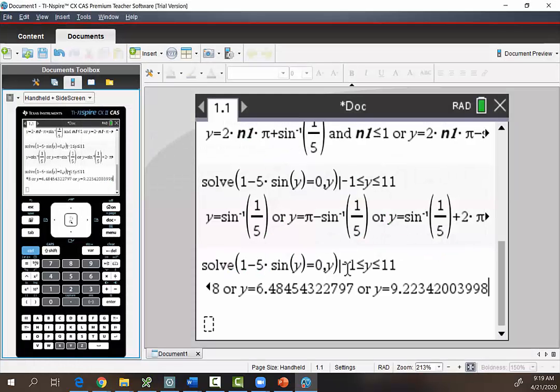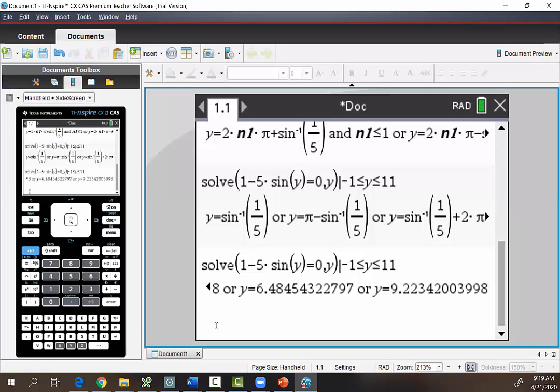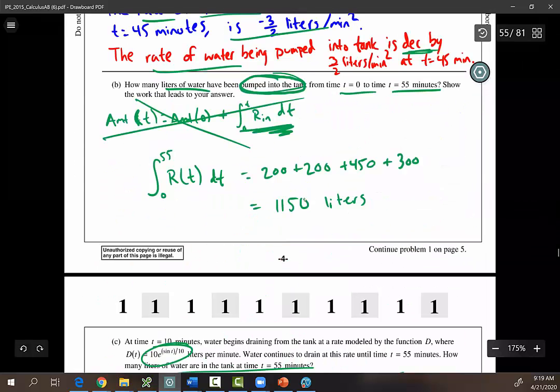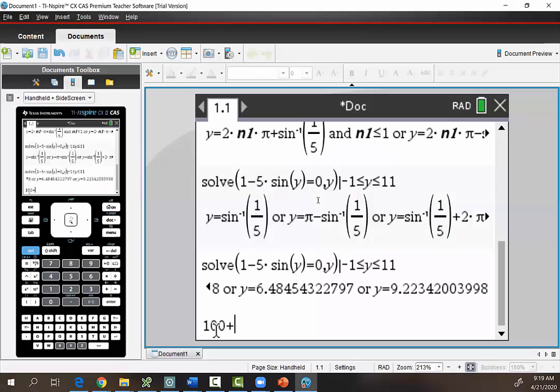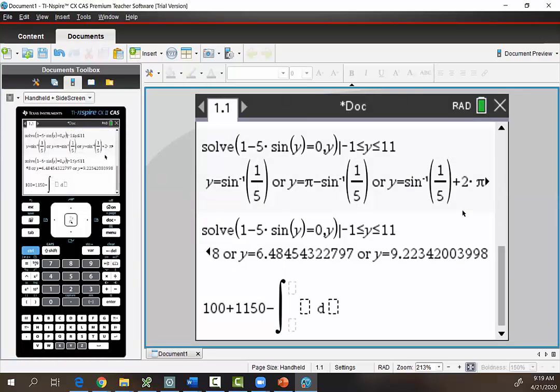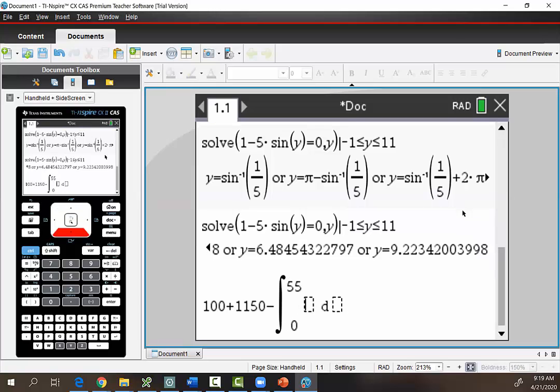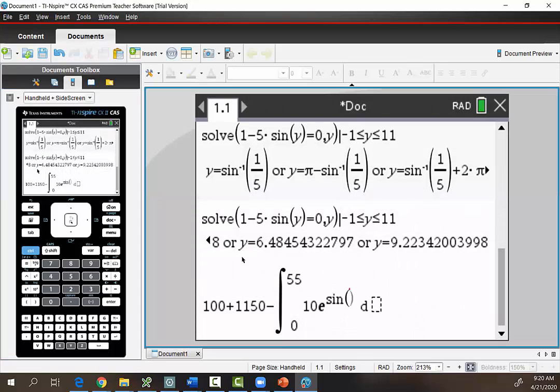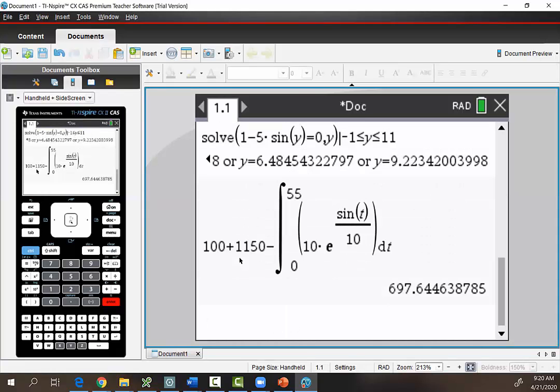But anyways, what we would do is we would do 100 on here. Plus, now we don't have to write that integral here, right? Because for r of t, we don't have an equation, but that's what we just solved for. So the answer was this 1150. So plus 1150, and then minus, and then we're going to grab our integral from 0 to 55 of d of t, which was 10 e to the power of sine of t over 10, and dt. You could have used x's as well. And we get 697.644.